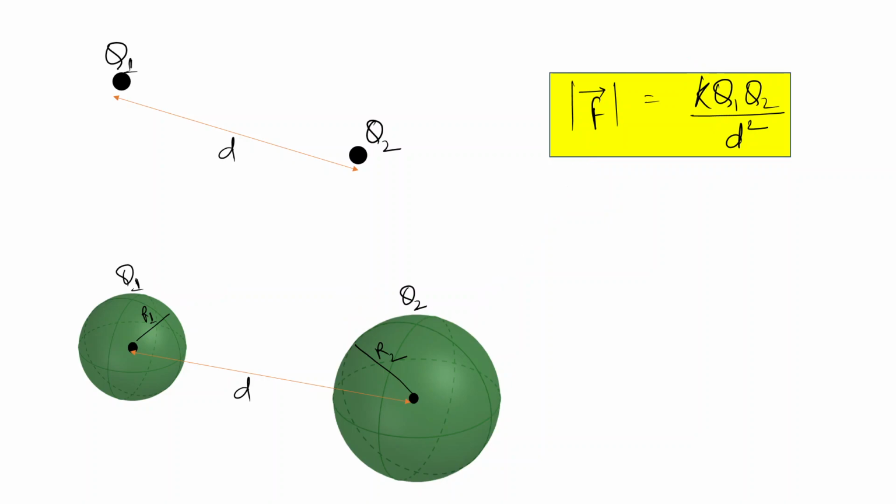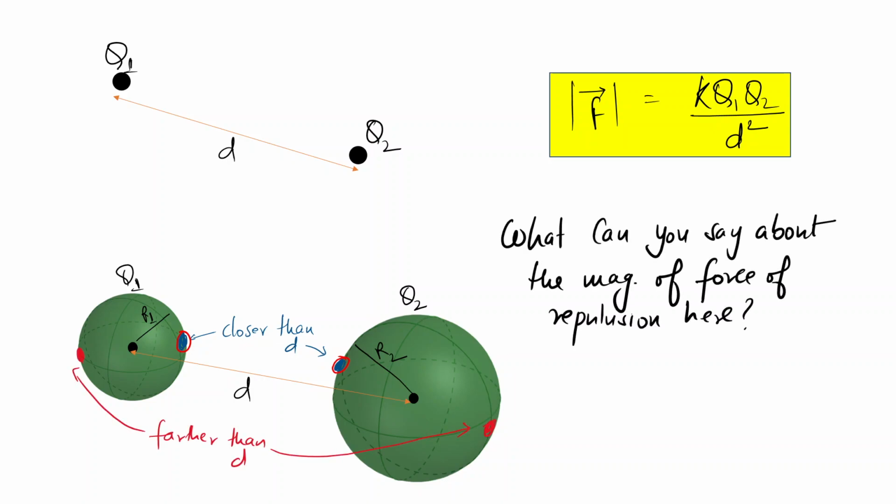So in this kind of situation, you have finite sized spherical shells, so it's not a point charge. So what happens in this case? What do you think about the force of repulsion? You see here, some charges are closer. If you still think in terms of point charges, like this is composed of some very small point charge elements, then some elements are closer than d, while some elements are farther than d. And looking at these things, what can you say about the magnitude of force of repulsion between these two spheres?